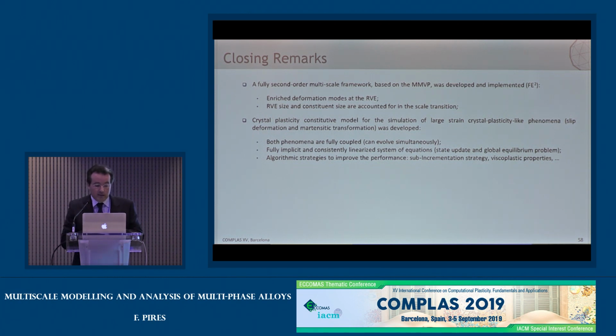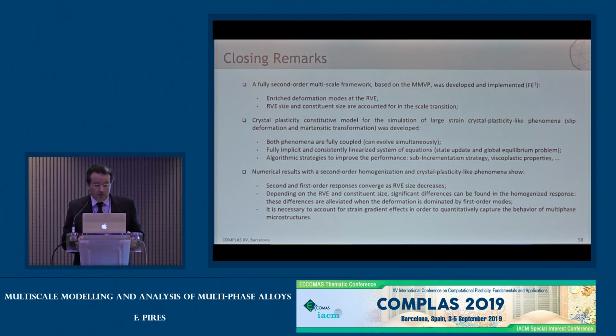The problem has been consistently linearized both at the local level and global level, and I've mentioned that it's extremely important to employ additional algorithmic strategies to improve the performance. Some of them have been mentioned, and all of them actually have a significant impact in our simulations.